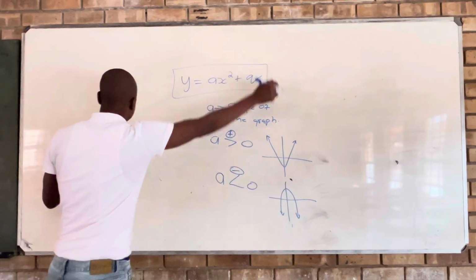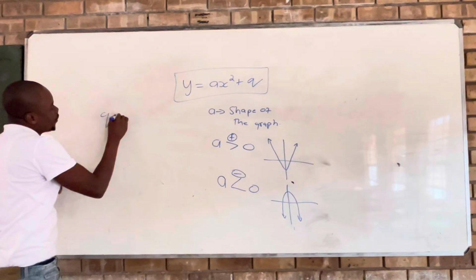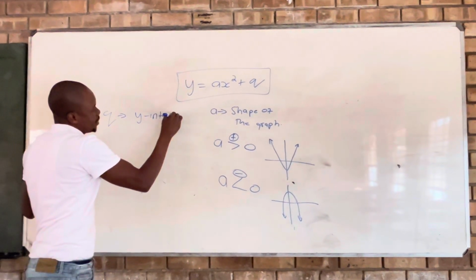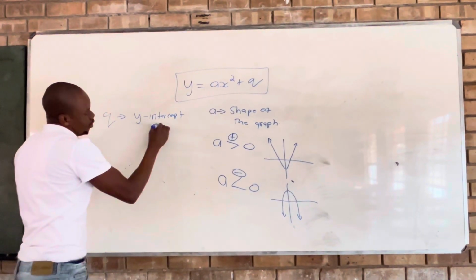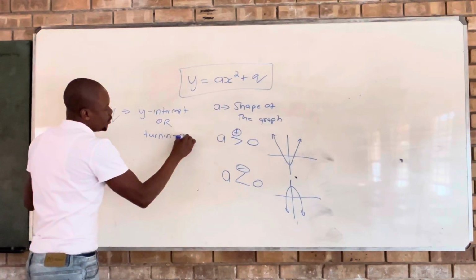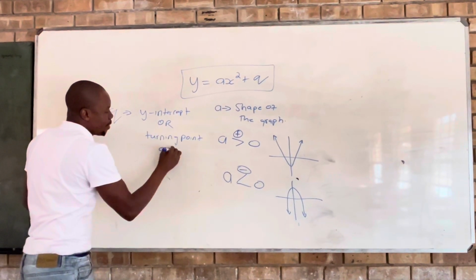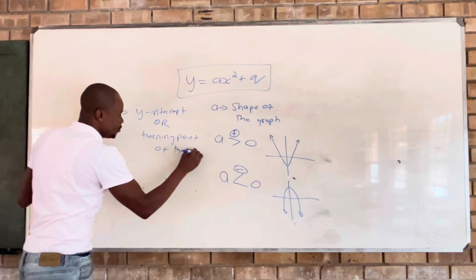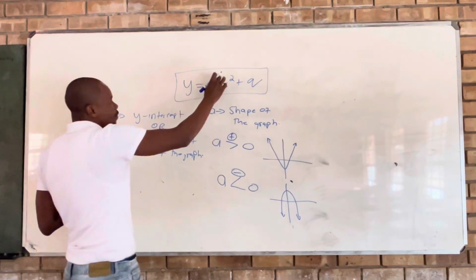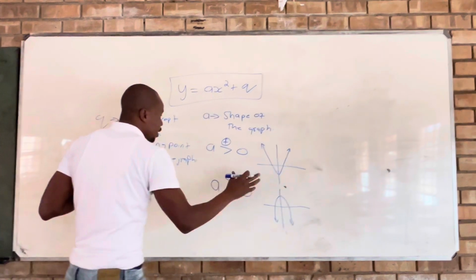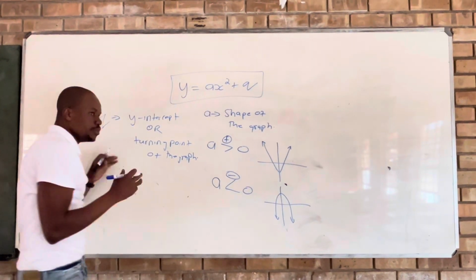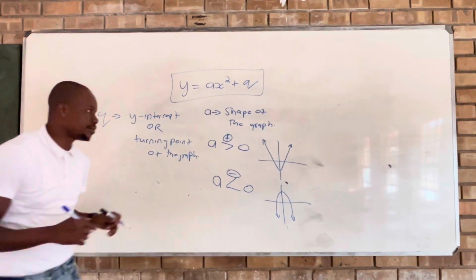Alright, let's move to the value of q. The value of q will represent the y-intercept, or the turning point of the graph. So now, if you know that the value of a represents the shape of the graph and q is the turning point of the graph, it means you are able to draw a graph.